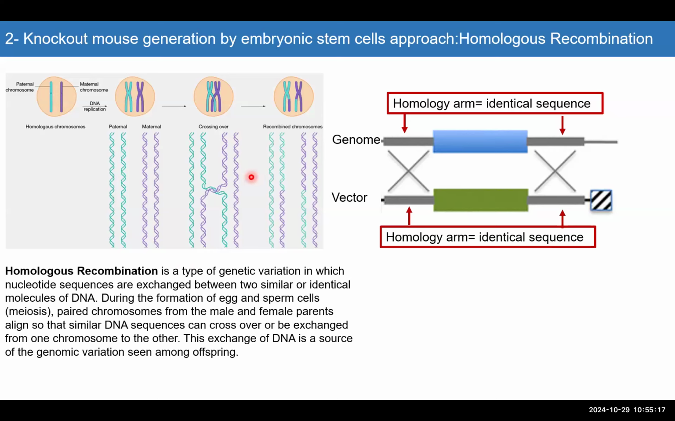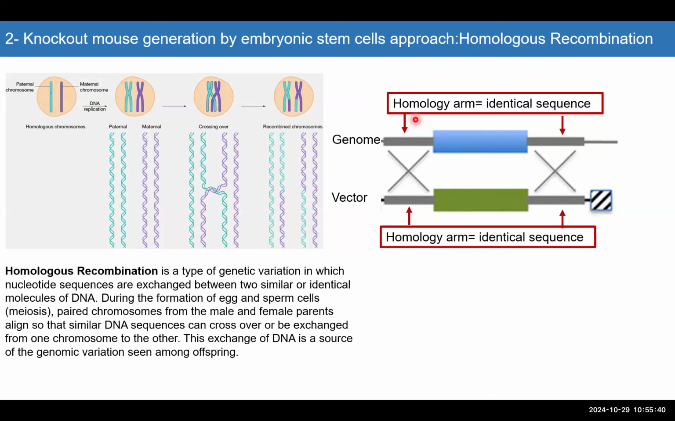Now, if we look closer at how the process of homologous recombination takes place, this is an example for you here. So this is the genomic DNA. So this is the chromosome, and this is the vector which we are going to use to introduce a specific gene, or a specific exon, or a specific part of a gene, whatever.